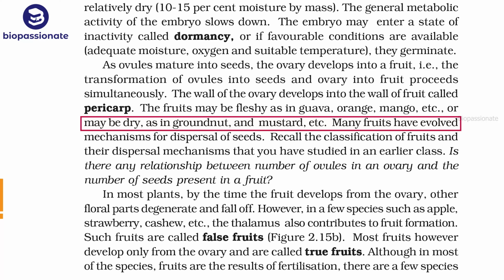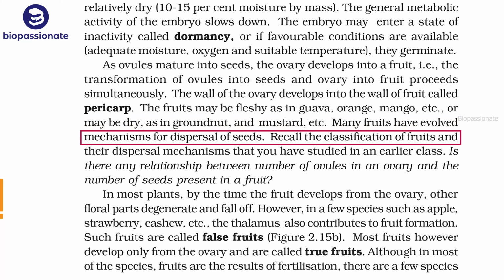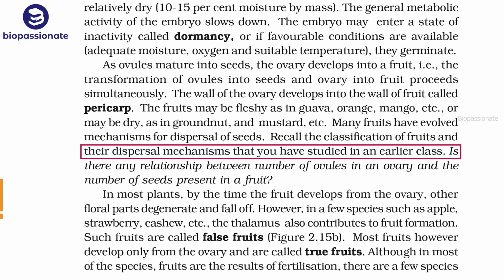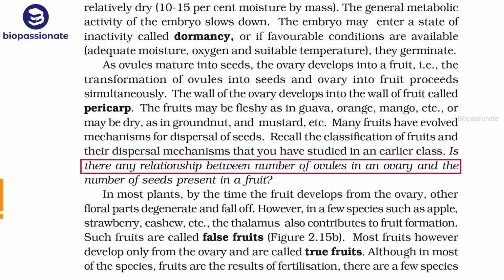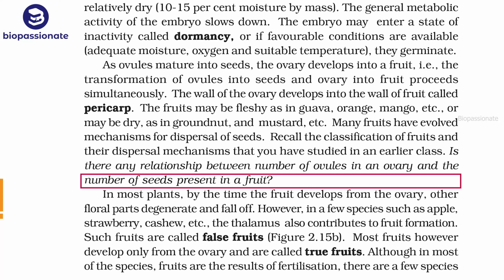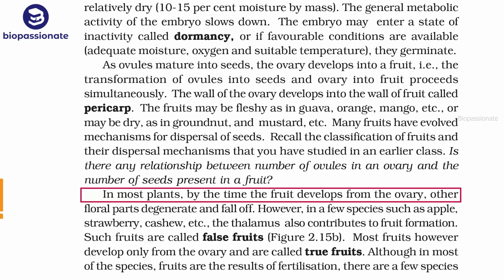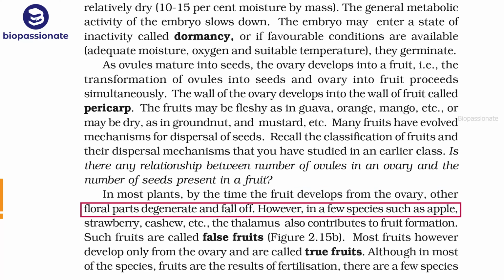Many fruits have evolved mechanisms for dispersal of seeds. Recall the classification of fruits and their dispersal mechanisms that you have studied in an earlier class. Is there any relationship between the number of ovules in an ovary and the number of seeds present in a fruit? In most plants, by the time the fruit develops from the ovary, other floral parts degenerate and fall off. However, in a few species such as apple, strawberry, cashew, etc., the thalamus also contributes to fruit formation.